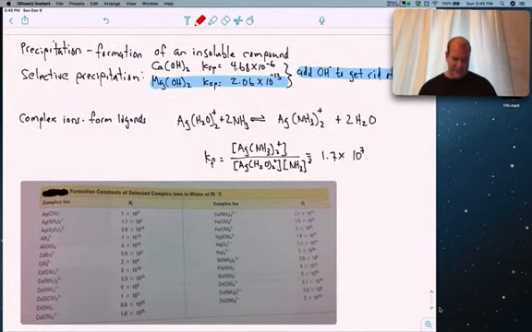Another concept, precipitation. We can use selective precipitation as a way to purify compounds. So there's a mineral called dolomite. Dolomite is calcium and magnesium carbonate. So you can take dolomite and heat it up to form calcium magnesium oxide, and you can crunch it up and throw it in water, and now you're going to get calcium and magnesium hydroxide in water.